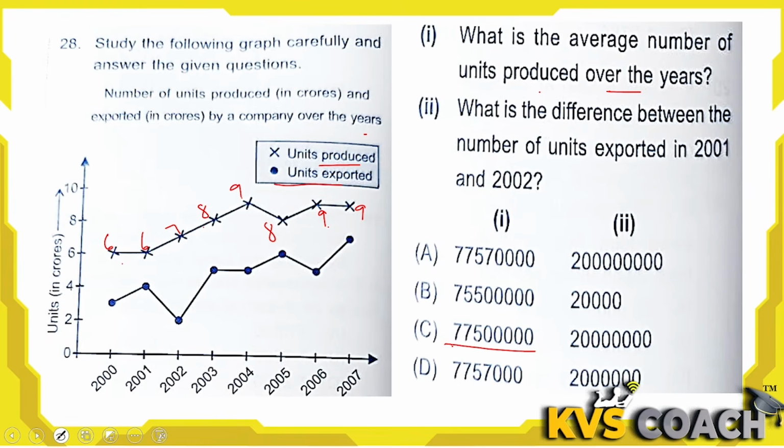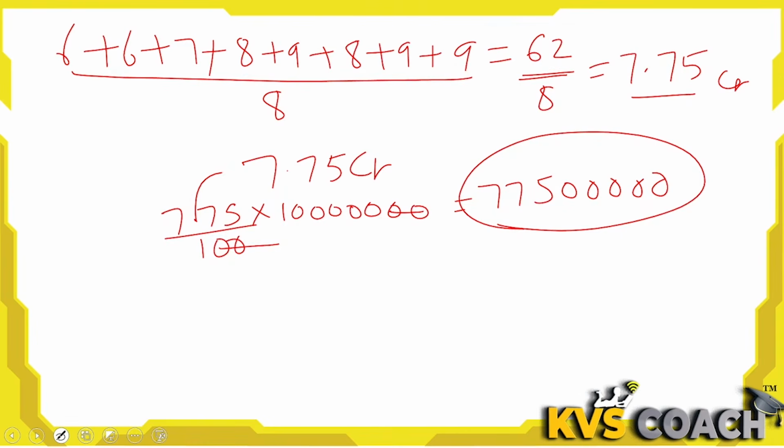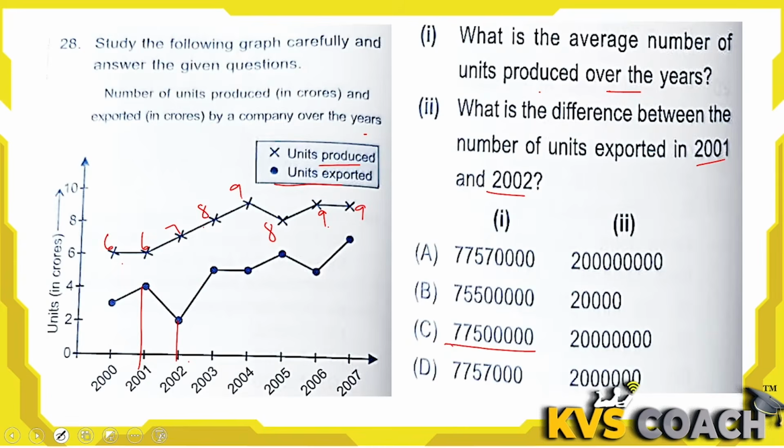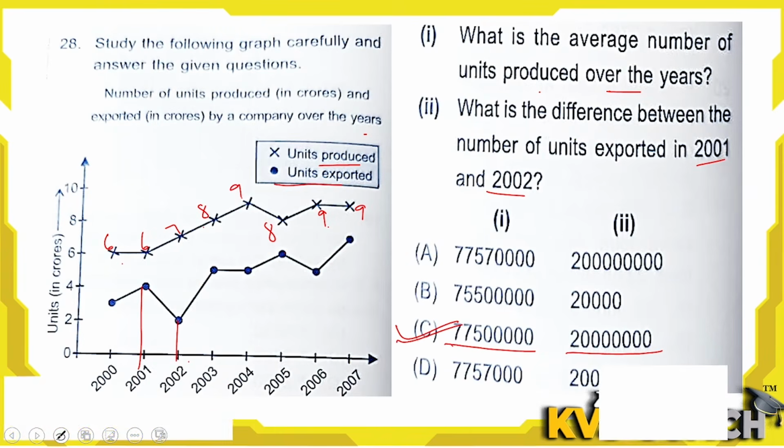Second, what is the difference between the number of units exported in 2001 and 2002? This is 2001, and this is 2002. Okay, here 4 and 2. So this is 4 crore minus 2 crore. Okay, so this is 2 crore. Now a crore has how many zeros? A crore has 7 zeros, 1 2 3 4 5 6 7. So C is the right answer here.